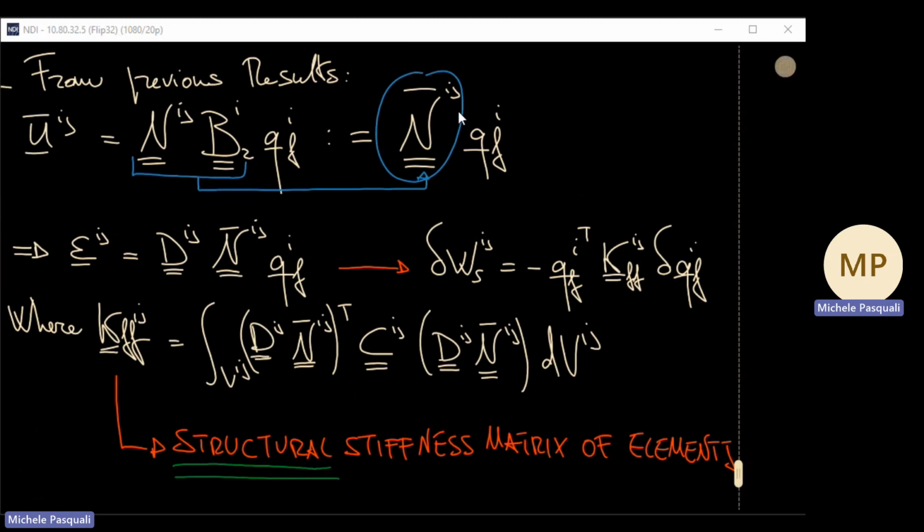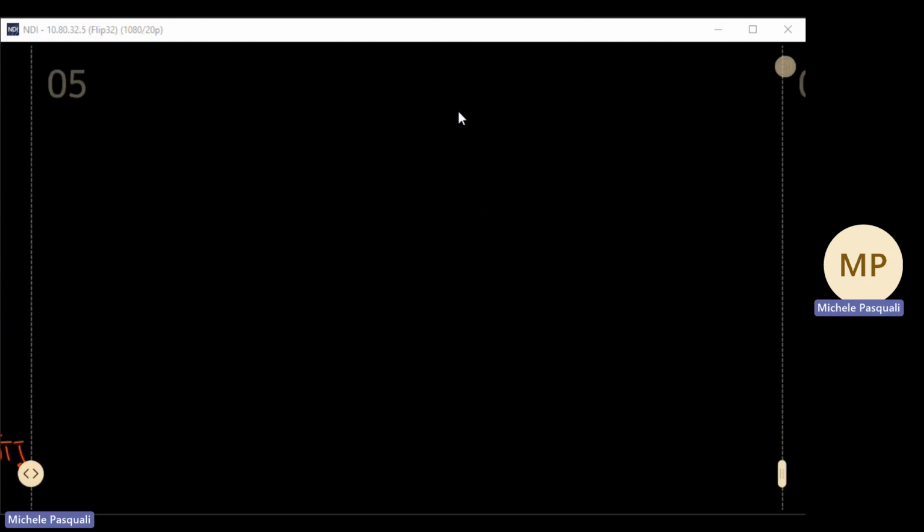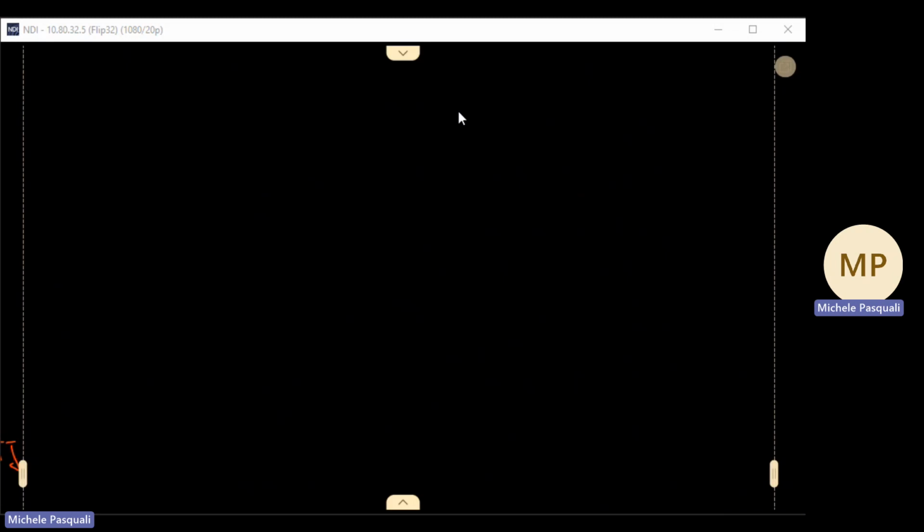So again, the structural stiffness matrix is positive definite. Every non-null vector that we apply to the element will be associated to a non-null strain energy. Okay, all right. So from here, as for the mass, we now assemble the stiffness matrix for the overall body, the structural stiffness matrix.